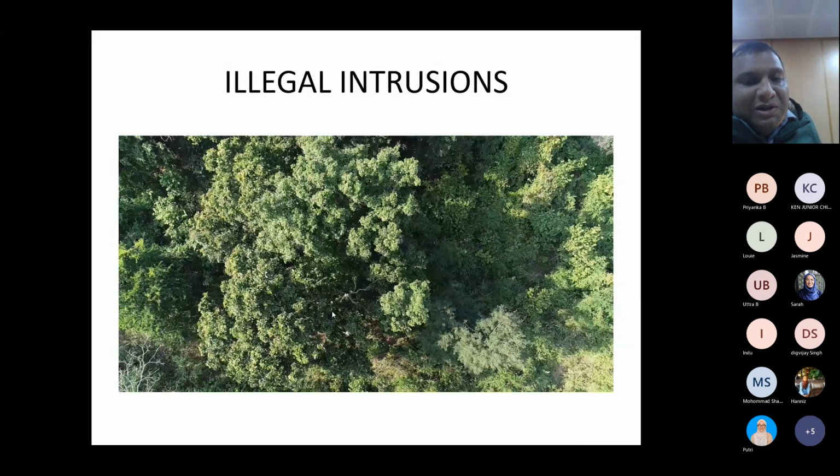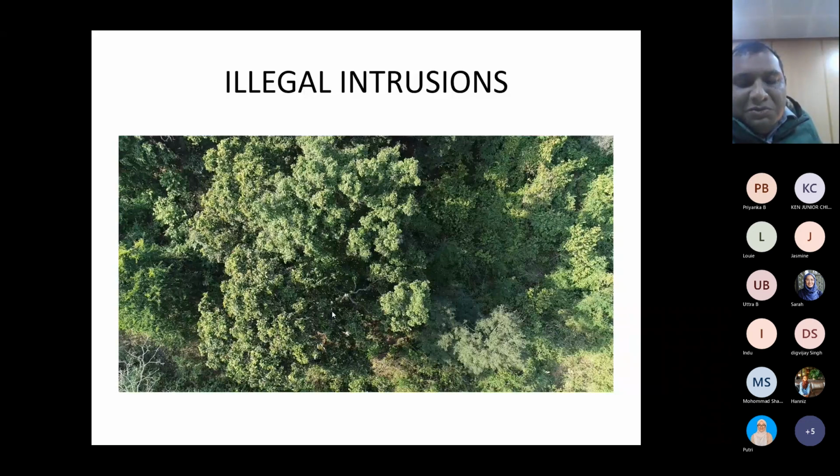The same goes for the vehicle. Many times we lose the vehicle, we don't know what vehicle it is, but if we can find out which number the vehicle bears and where it is, these things will help us in improving forest protection.